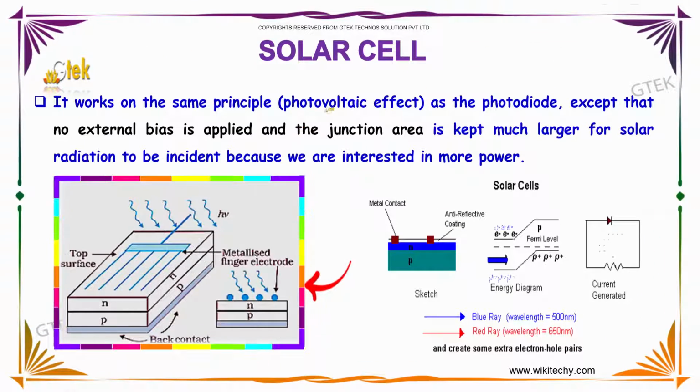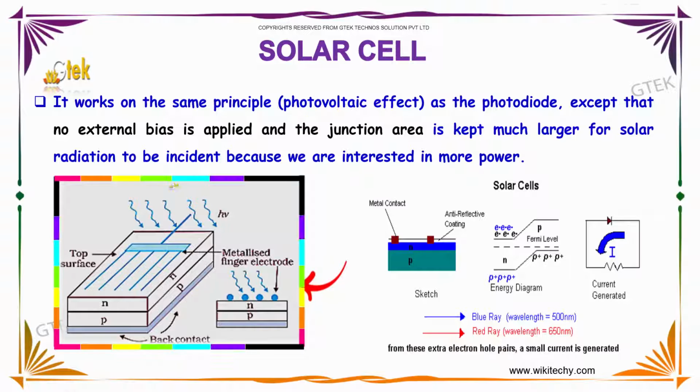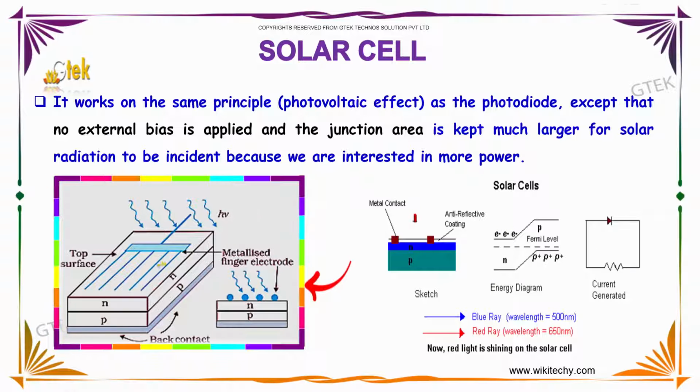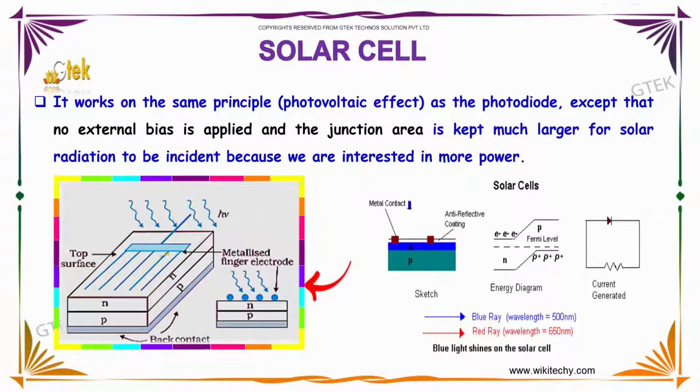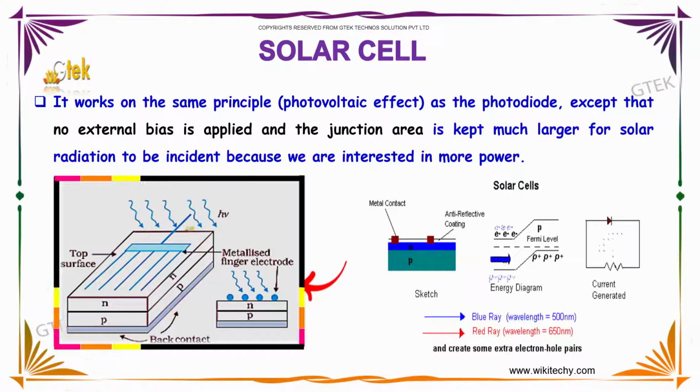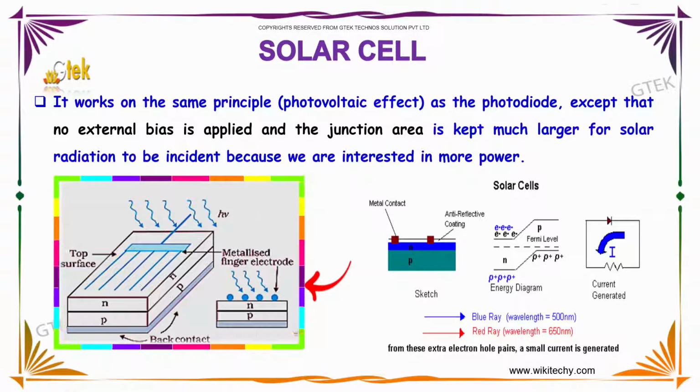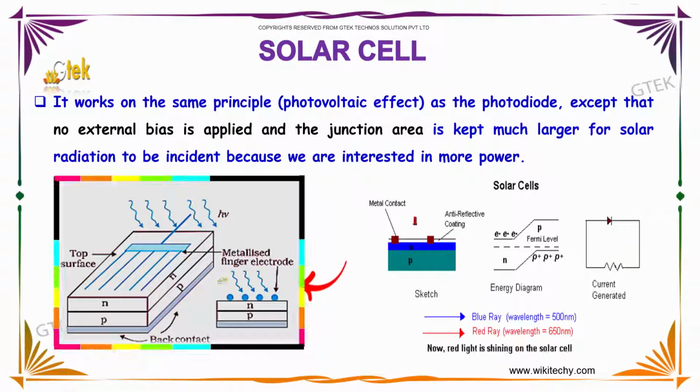It works on the same principle of photoelectric effect and photovoltaic effect as the photodiode, except that no external bias is applied and the junction area is kept much larger for solar radiation to be incident, because we are interested in more power, obviously.